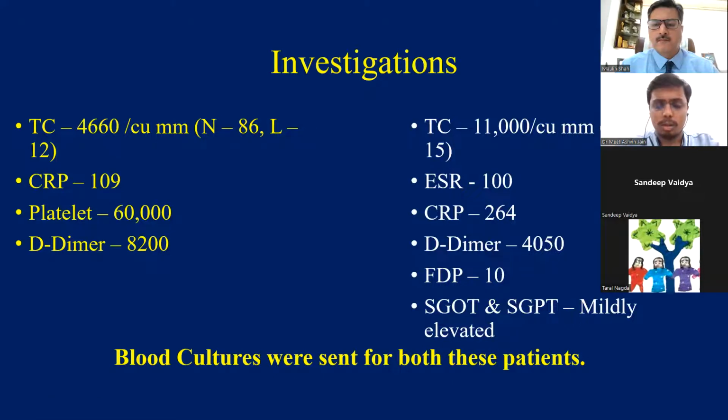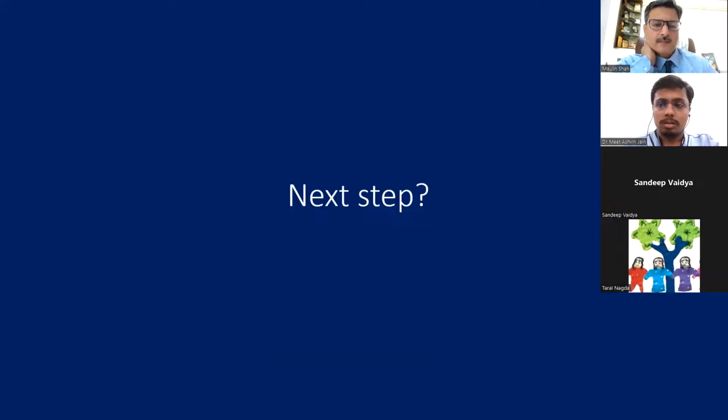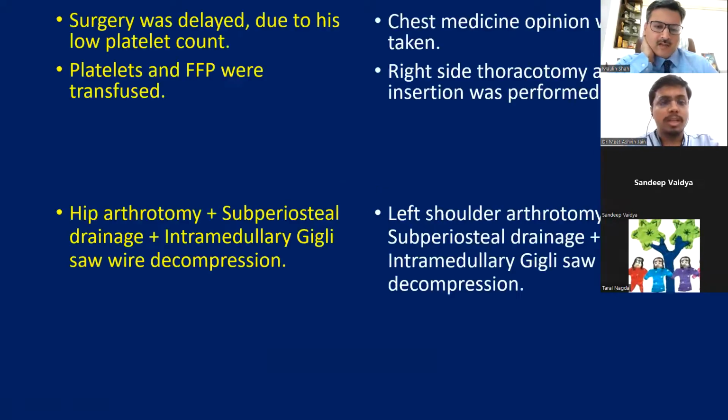And as is our protocol, the blood cultures were sent for both of these patients. So for the next step, in our patient with the complaints of the hip, the surgery was delayed due to, as we have discussed, the low platelet count of 60,000. So we transfused platelets and FFP, and subsequently we performed the hip arthrotomy along with the subperiosteal drainage, and a metaphyseal window was made, and intramedullary K-wire decompression was performed.